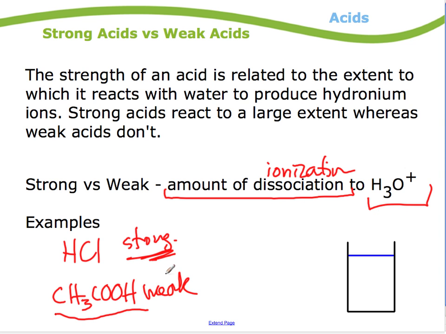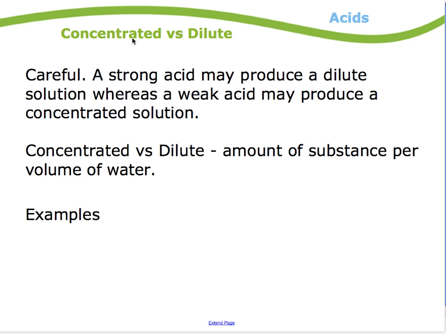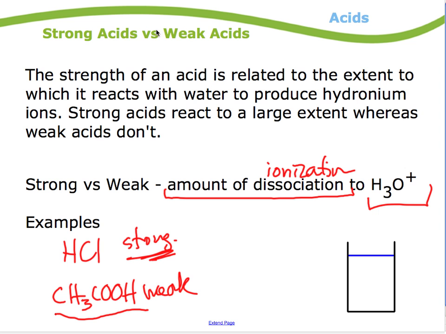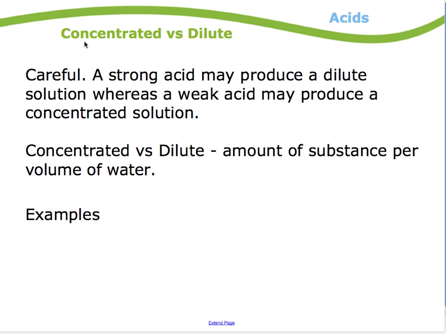Now, compare that with concentrated versus dilute. That's an interesting thing to look at. Like we looked at a strong acid versus weak acid, highly dissociated, weakly dissociated. Then compare that with something that's concentrated versus dilute. It's a different concept. Concentrated versus dilute is about the amount of substance per volume of water, not how much dissociates.